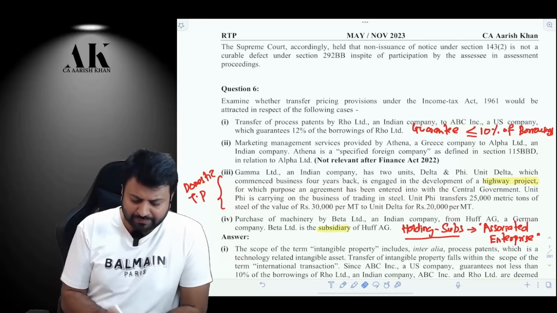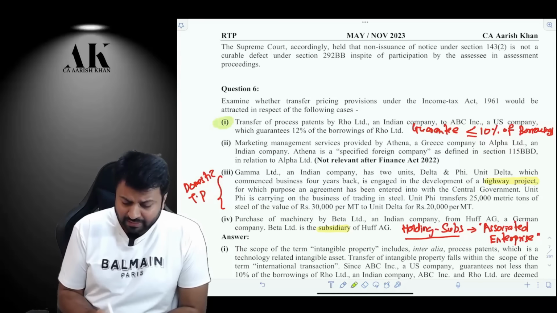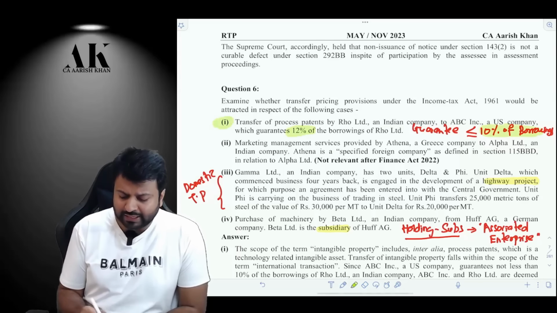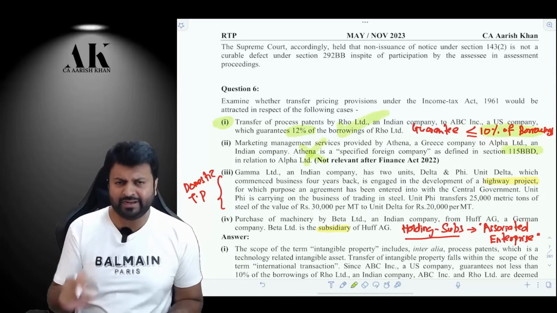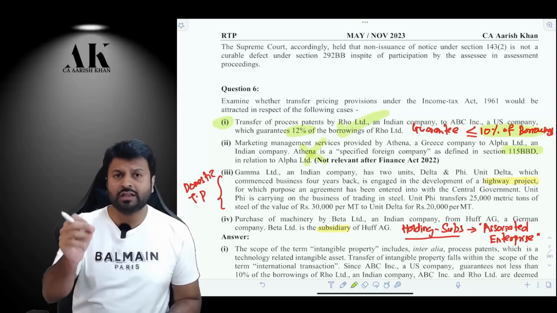Now, in the first case, what is happening? One entity is giving more than 10% guarantee of the total borrowings of the other entity. Therefore, both of them are deemed to be associate enterprises. The second one is not relevant because 115BBD is removed from this financial year, therefore the second one is not relevant.